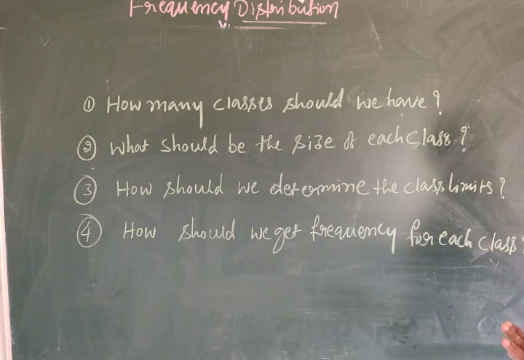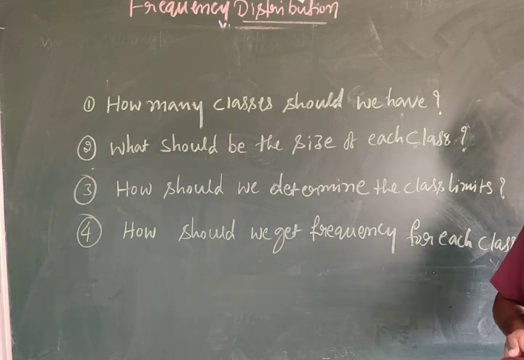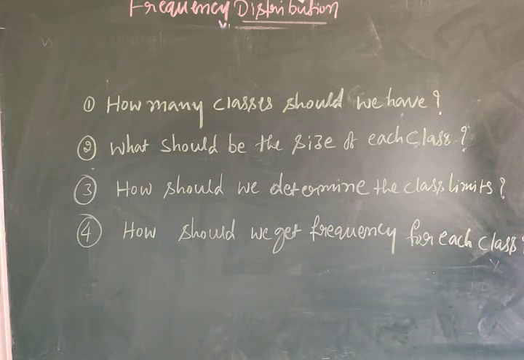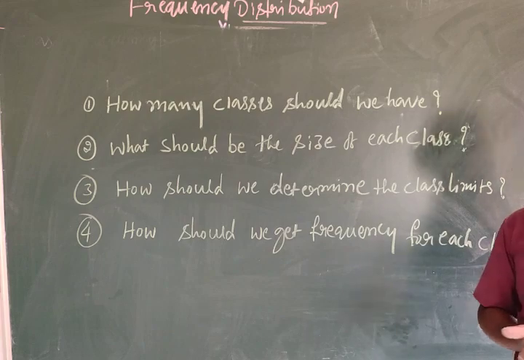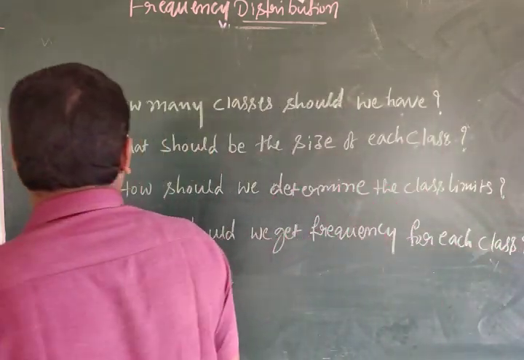So what are the questions? How many classes should we have? What for? For the sake of the frequency distribution, how many classes should we have?